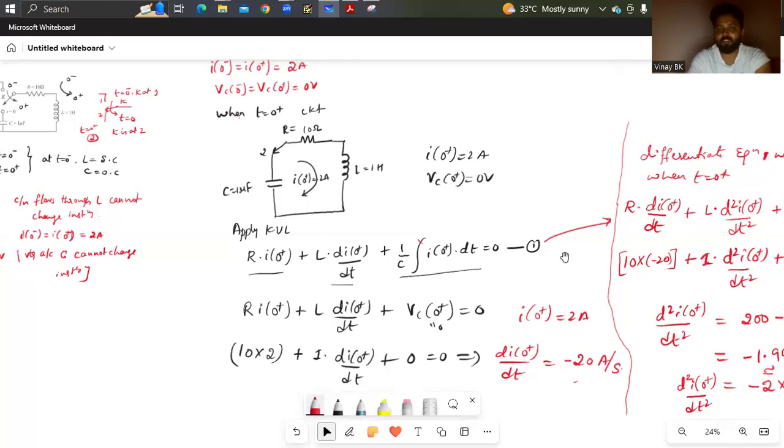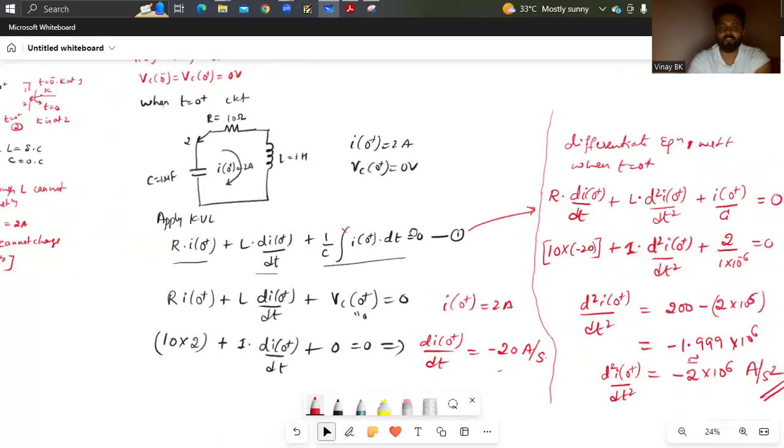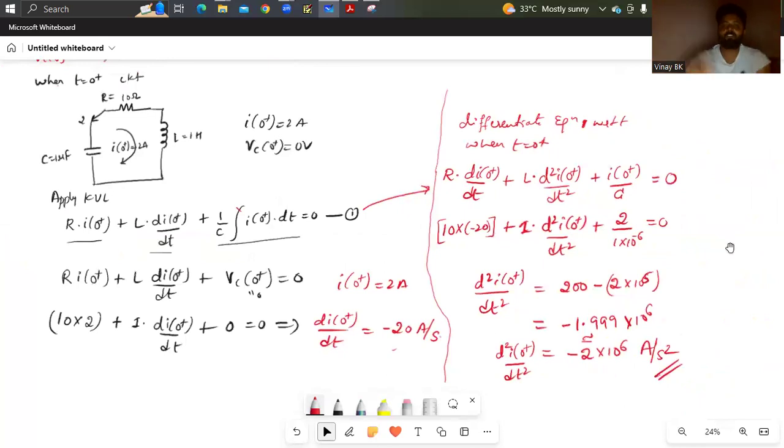Next, you differentiate equation 1, then substitute the values and simplify the equation, and you get d square I of 0 plus by dt square. This is also very important, they asked it many times in the examination.